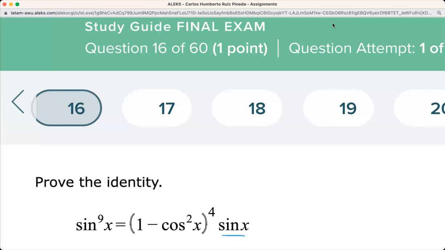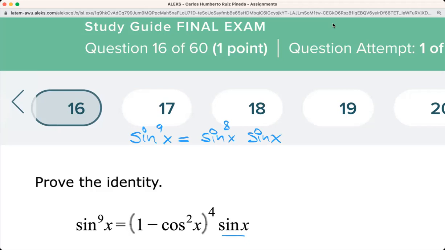So that means you somehow have to separate one of them, and we work with the rest. What do I mean by that? Let's say you have sine to the power of 9 of x. If you separate one of them, sine of x, you are left with the product of sine to the 8 of x and 1 sine of x, right?